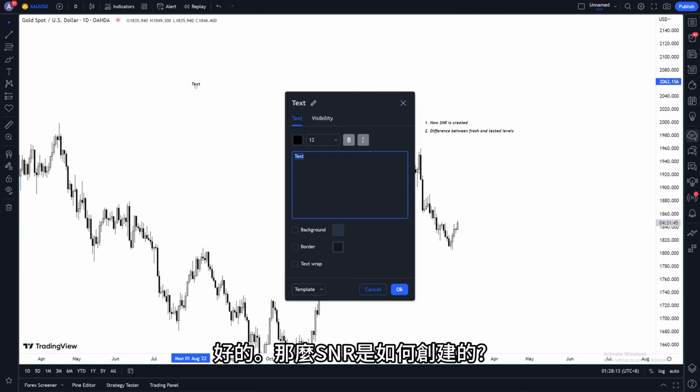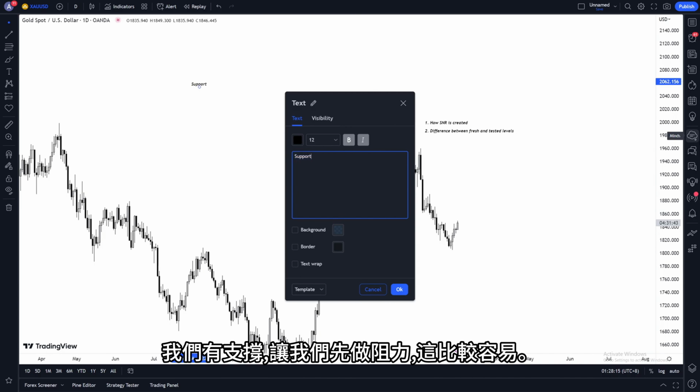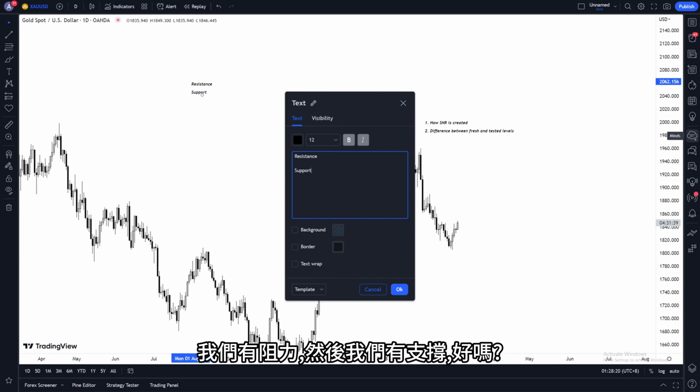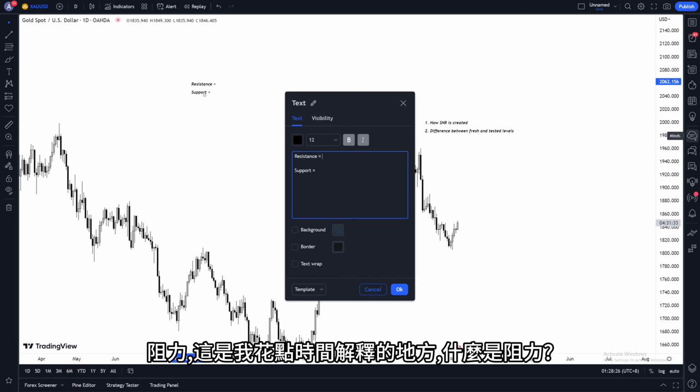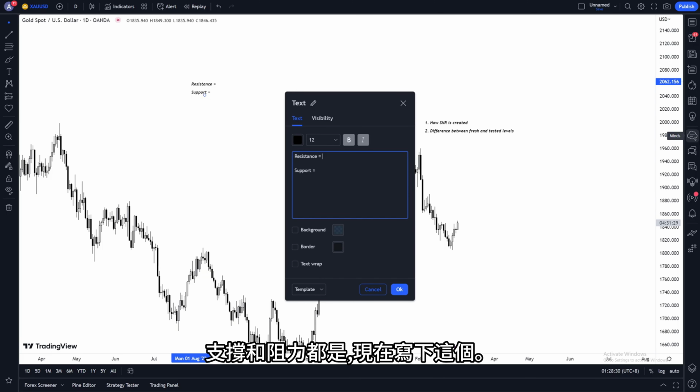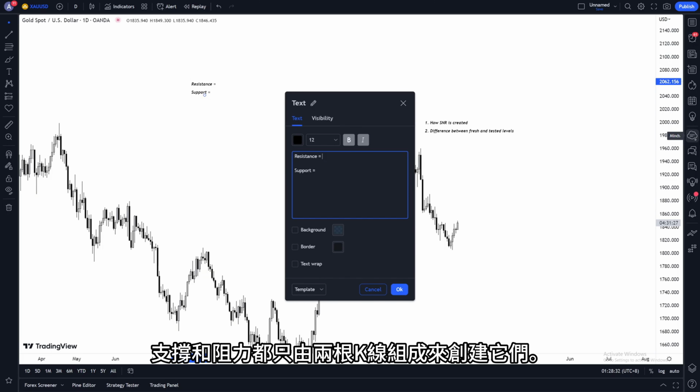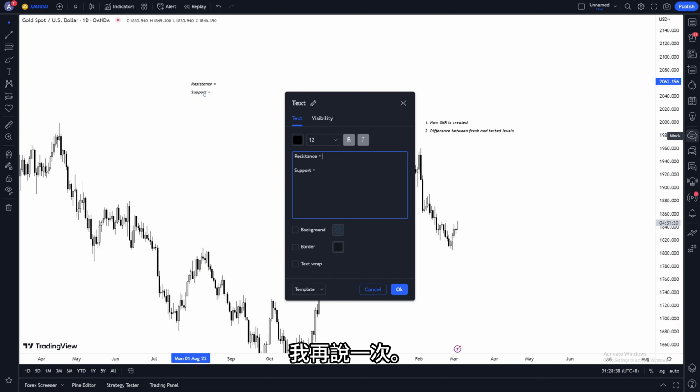Very, very simple. SNR, what do we have? We have support and resistance. Let's just do resistance first because it's easier. We have resistance, and then we have support. So what is resistance? Now, this will take a little bit of time to explain. Support and resistance both are, now write this down, comprised of only two candles to create them. I'm going to say that one more time. Support and resistance only require two candles for their creation.